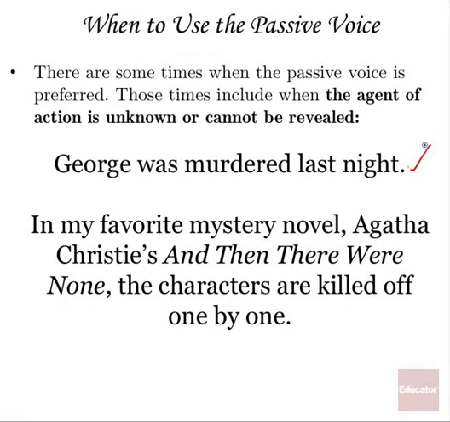All right, another example. In my favorite mystery novel, Agatha Christie's And Then There Were None, the characters are killed off one by one. Now, if this is your favorite mystery novel, you've probably read it a bunch of times and you know who did it. But if you're telling someone else the story, finding out who did it at the end, that's the big twist. You're spoiling the story if you say who did it. So you use the passive voice. The characters are killed off. You mention there's death, you mention there's killing off, but you leave the surprise ending for the reader to enjoy.